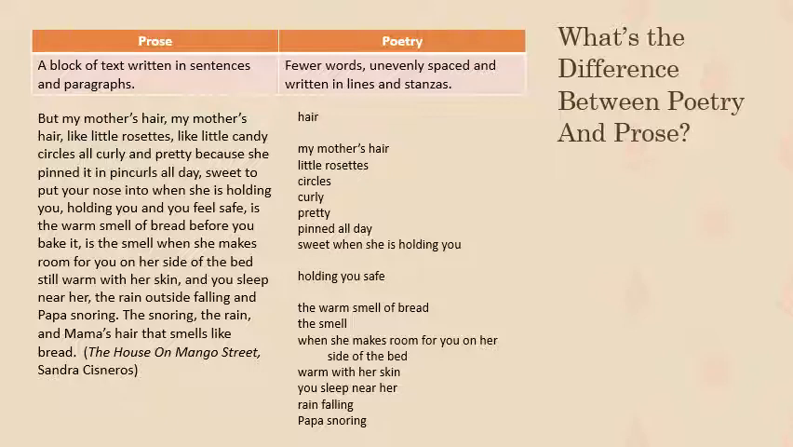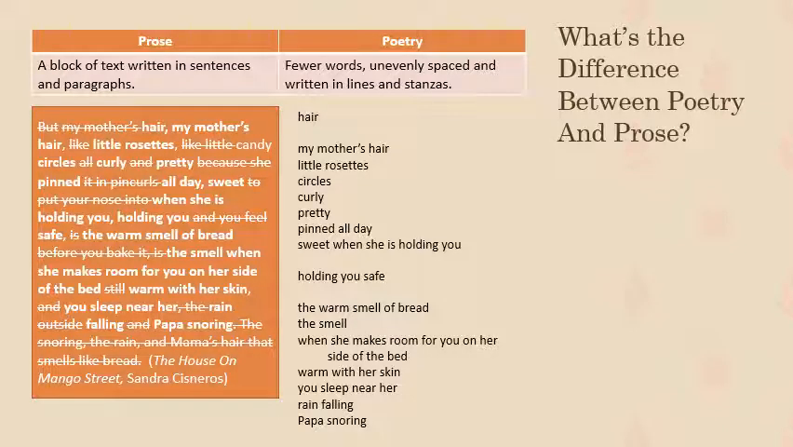So a lot of times what you can do is you can take a piece of prose and find the parts of that piece of prose that are really the poetic parts. You could find the words and phrases, in other words, and you can turn that prose into poetry. And this is how I did that. So what I did was I went through the prose and I just crossed out all of the words that I personally thought were extra. They're extraneous.